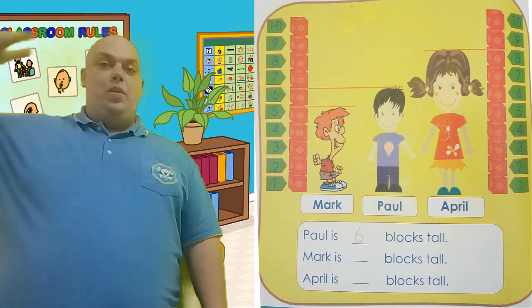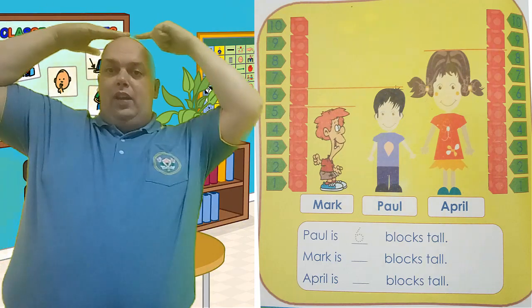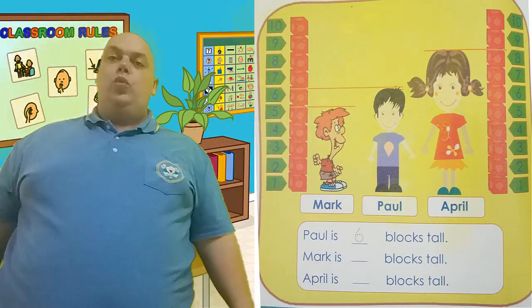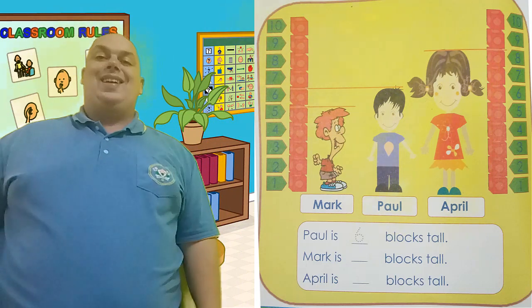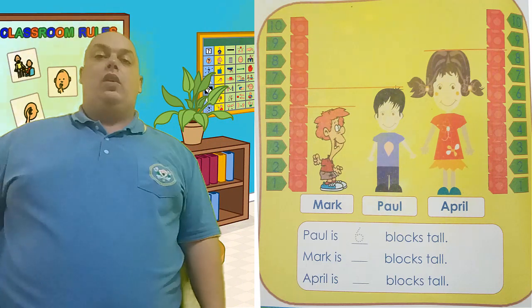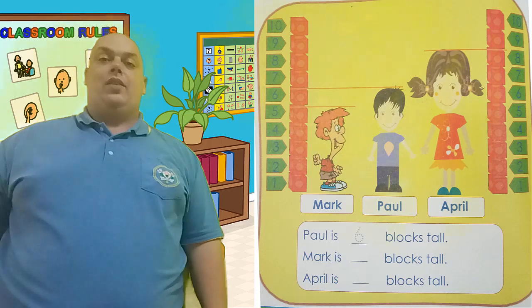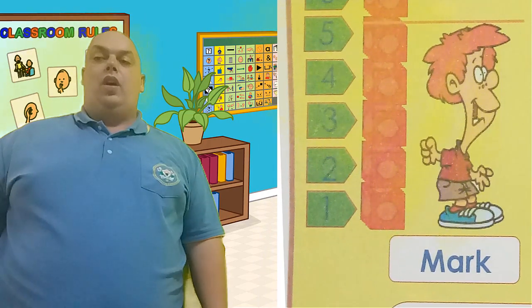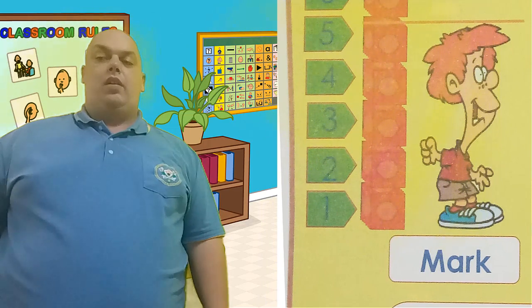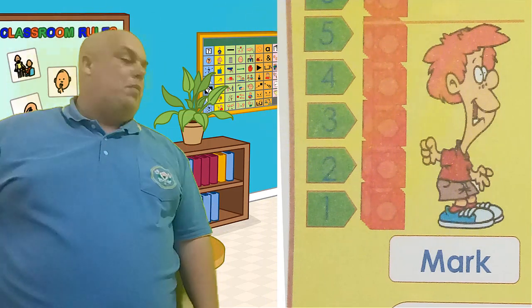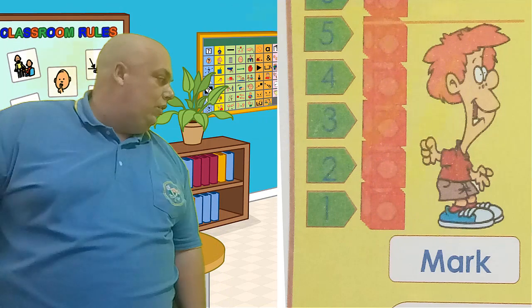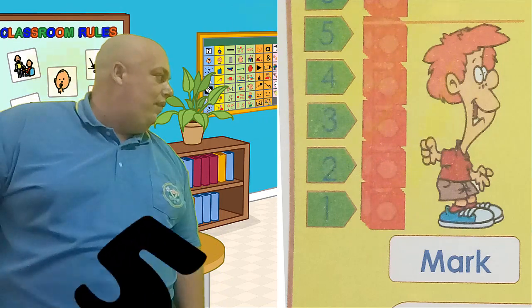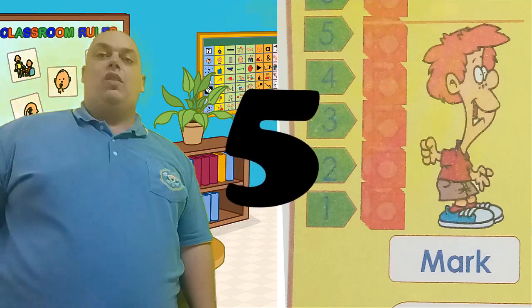And above everybody's head, there's a little line to the blocks. So you can count how many blocks tall everybody is. Okay, so let's have a look at Mark. How tall is Mark? Well, let's have a look. Mark is 1, 2, 3, 4, 5 blocks tall.